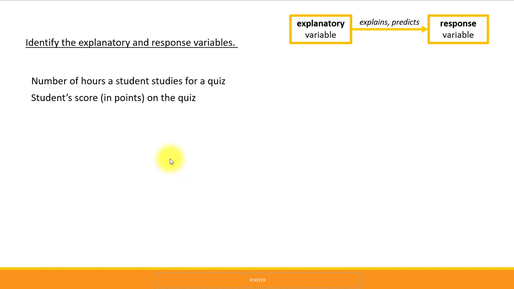So let's practice. In this exercise, we're going to try to determine which variable is explanatory and which one is response. The first variable is the number of hours a student studies for a quiz, and the second variable, the student's score in points on the quiz. So basically, we just have to ask ourselves, does study time affect quiz results, or do quiz results affect the study time? Using common sense, you would probably agree that the number of hours a student studies for a quiz might explain or predict the student's score on the quiz. So the first is the explanatory variable and the second one is the response variable.